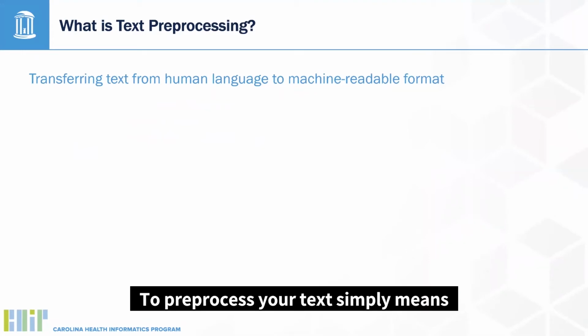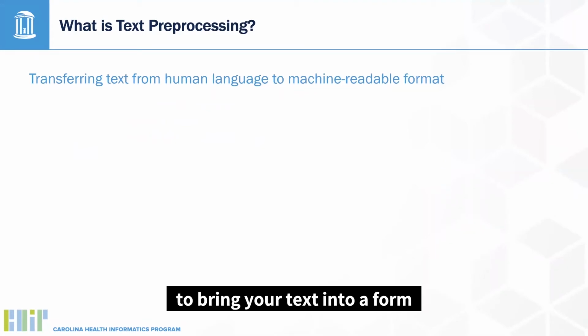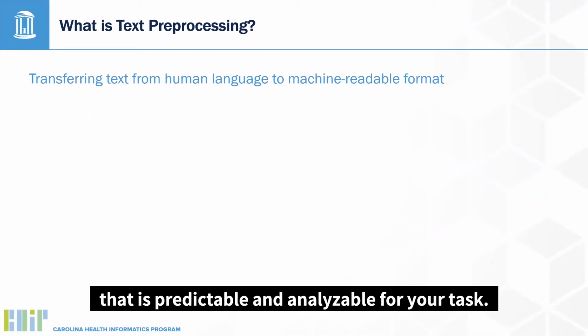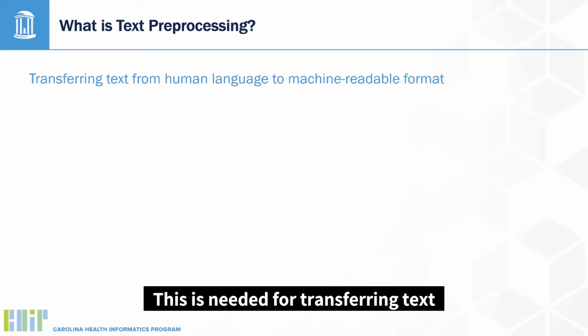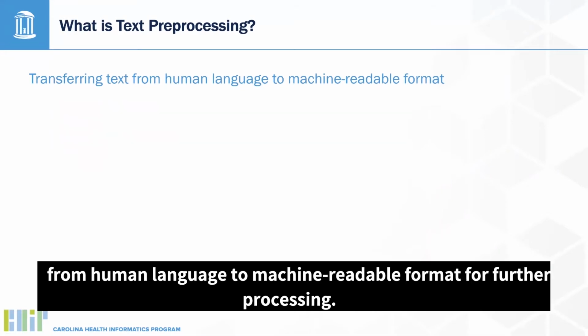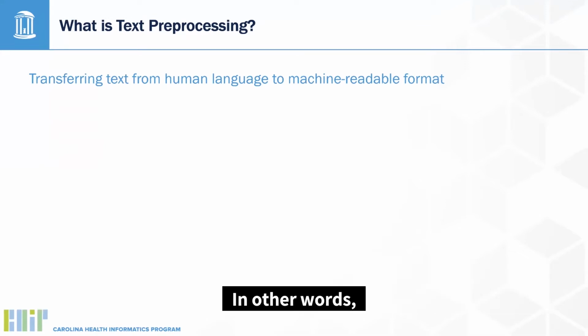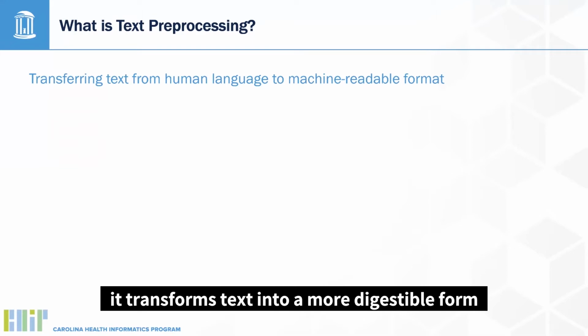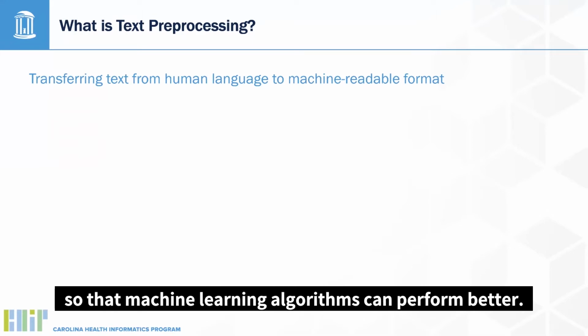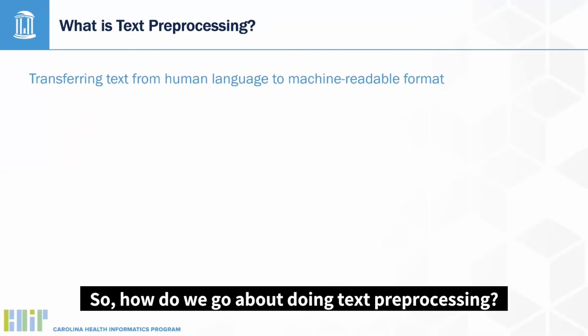To preprocess your text simply means to bring your text into a form that is predictable and analyzable for your task. This is needed for transferring text from human language to machine-readable format for further processing. In other words, it transforms text into a more digestible form so that machine learning algorithms can perform better. So how do we go about doing text preprocessing?